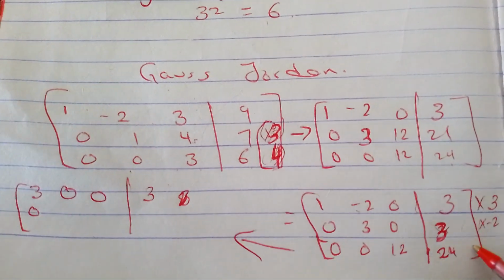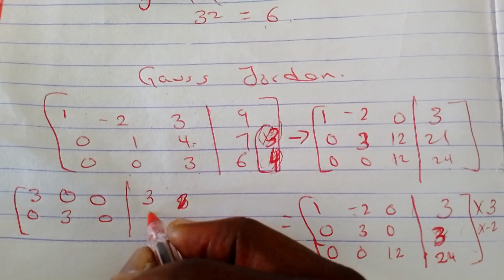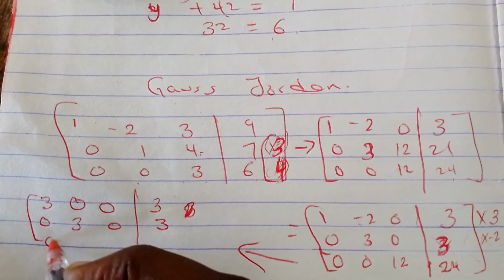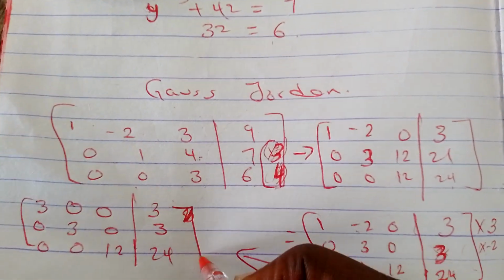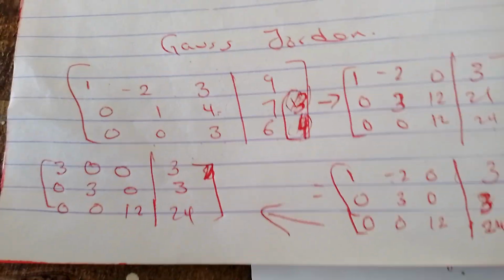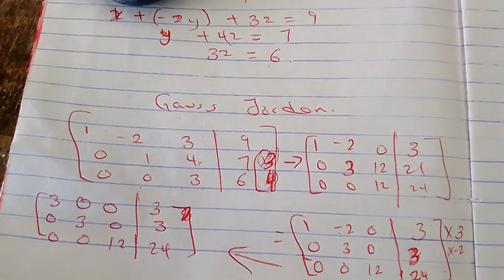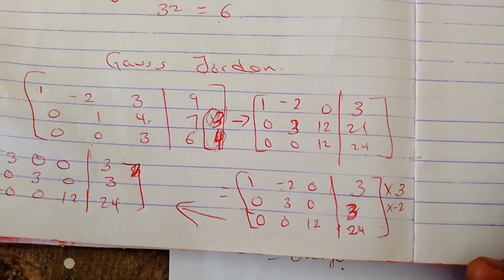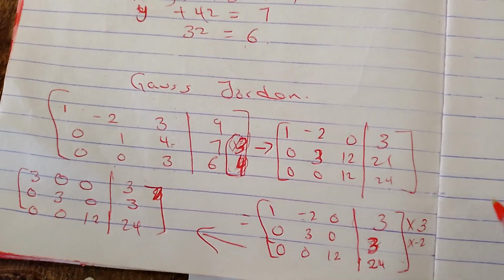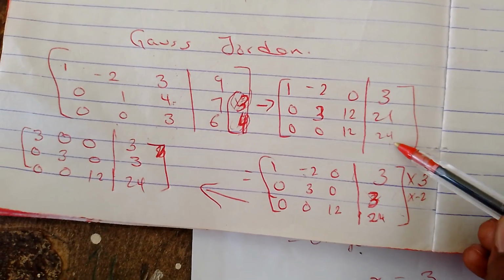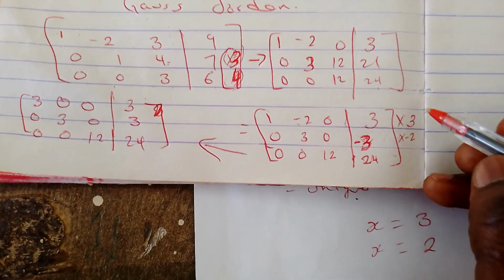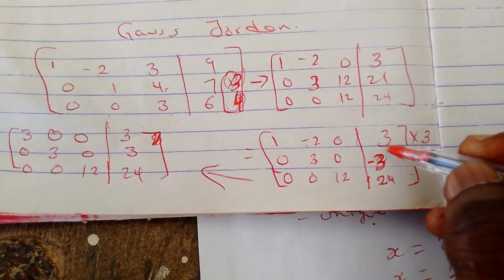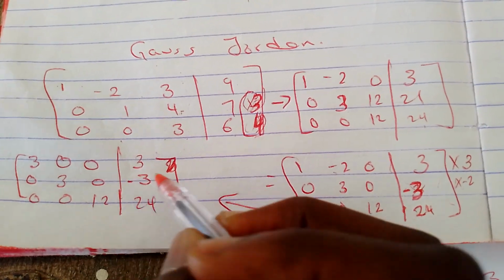Then you can just leave this one as it is, and then 0, 0, 12, then 24. Okay, so I just noticed something here. We did some subtraction here. This minus that gives us minus 3, so you might like to make that correction. Sorry for that. So you have negative 3 here, which means we also have negative 3 here.